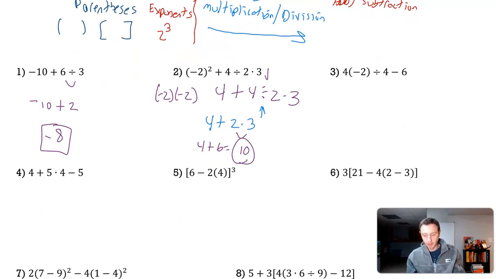And number 3, what do we have here? I see 4, and then the parentheses right now in this one are serving as multiplication. So this is 4 times the negative 2. That's what the parentheses are serving, 4 times negative 2 divided by 4 minus 6. So going left to right, this time I have multiplication happening first. So I'm going to do this multiplication. 4 times negative 2 is negative 8 divided by 4 minus 6.